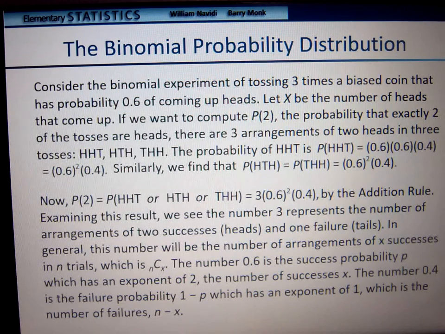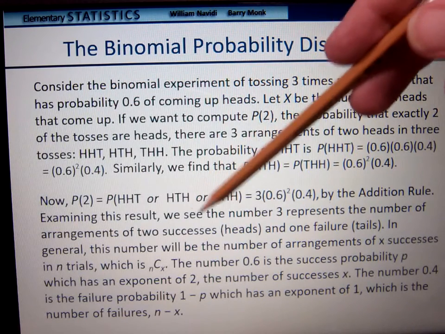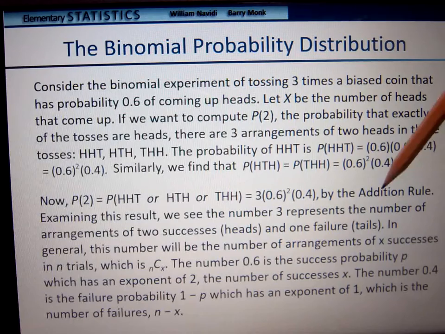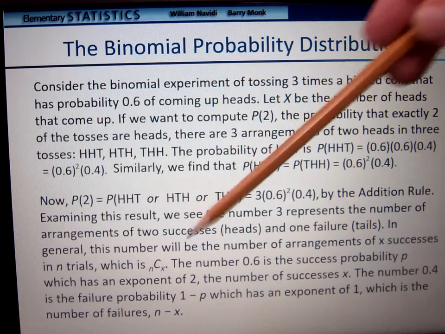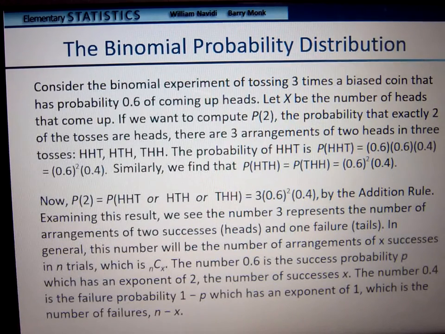So by the addition rule, examining this result, we see that the number 3 does represent the number of arrangements of 2 successes and 1 failure in the trial. So in general, this number will be the number of arrangements of X successes in N trials, which is the combination formula that we used before.